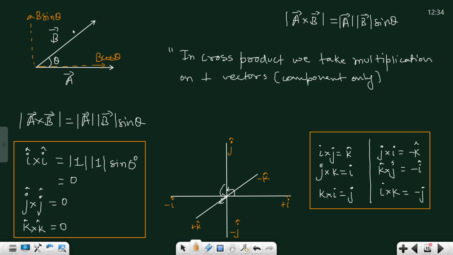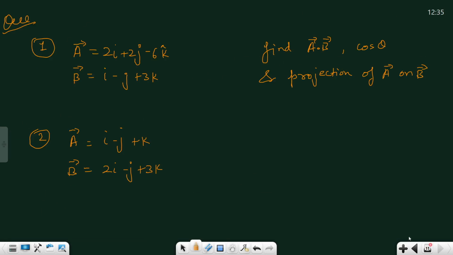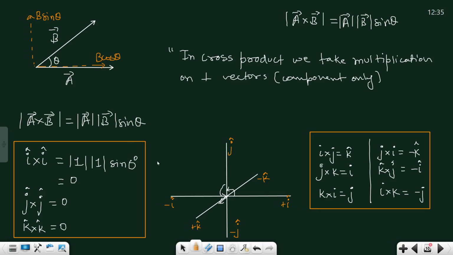Suppose I'm talking about the projection of B on A. That means the shadow of B on the floor A. So which one is the shadow of B, B cos theta or B sin theta? B cos theta. The projection means the shadow of B on A, or the shadow of A on B. If you have a bulb here, you will get the shadow B cos theta. So what does it mean by projection? Projection means shadow of a vector on another vector.